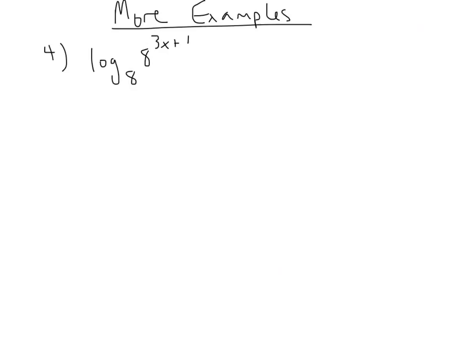Here's an example that's asking us to use an inverse property of logarithms to say that this is just equal to 3x plus 1. And you don't even need a property to tell you this if you think about what this says. This says 8 to what power is going to give me 8 to the 3x plus 1 power? Well, 8 to the 3x plus 1 power gives me 8 to the 3x plus 1 power.